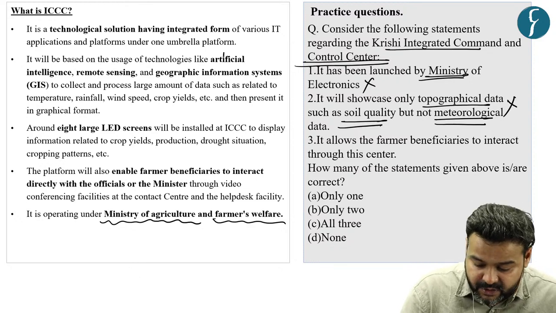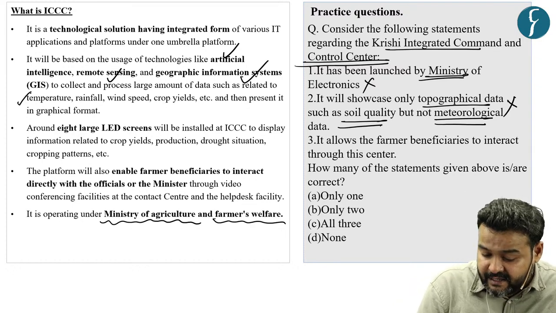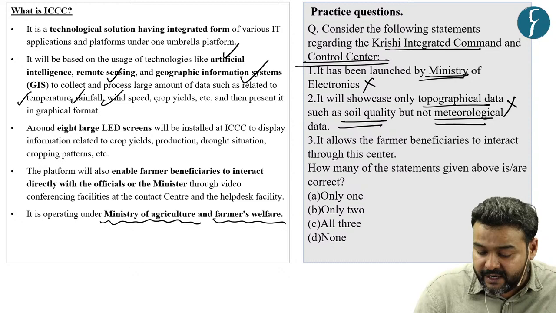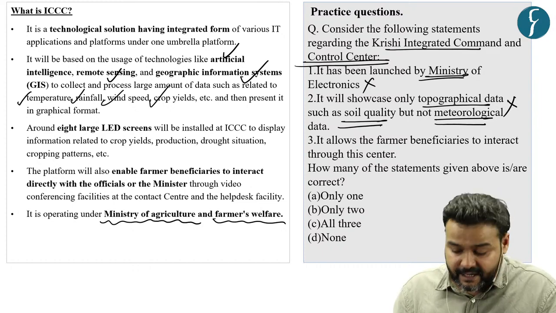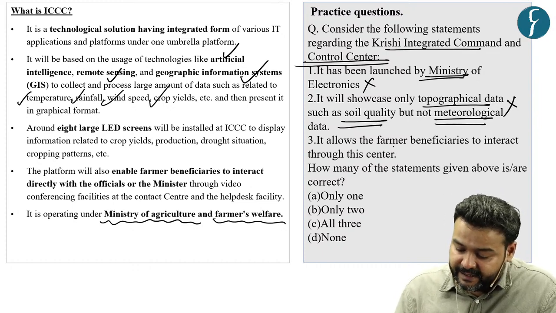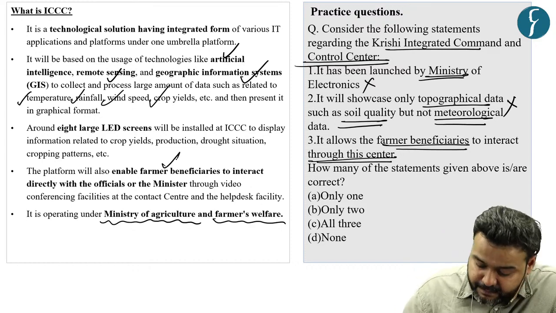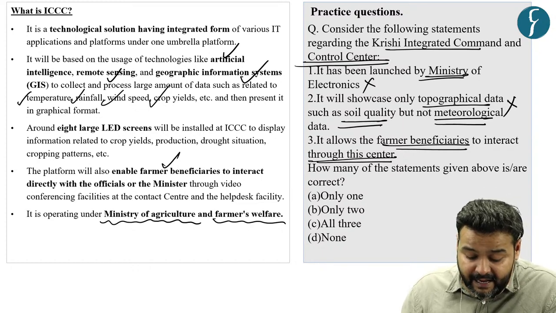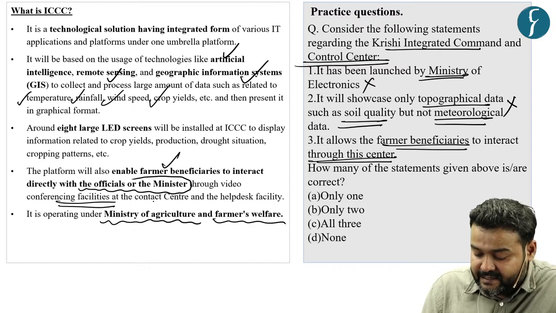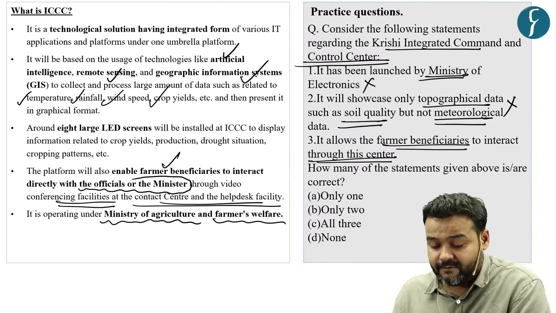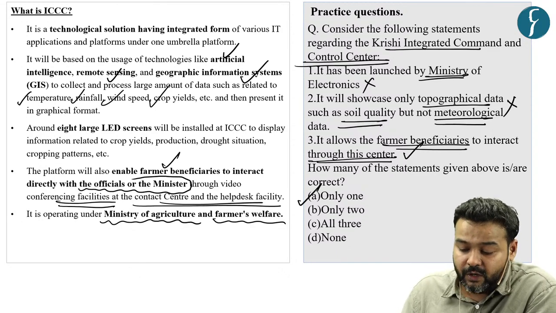It is going to use artificial intelligence, remote sensing and GIS systems, which will collect data related to temperature, rainfall, wind speed, crop yield, etc. So it will cover the meteorological data also. Further, it says that it allows the farmer beneficiaries to interact through this center. Yes, correct. It enables farmer beneficiaries to interact directly with the officials or the minister through video conferencing facilities at the center and a help desk facility. So only one statement is correct. Your answer would be A, that is only one.